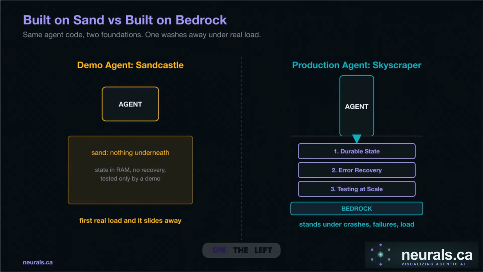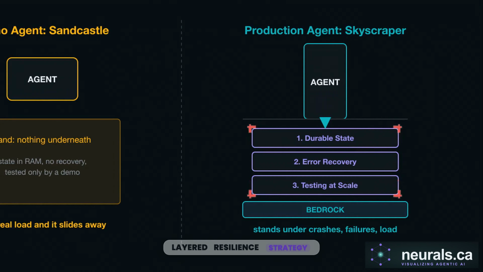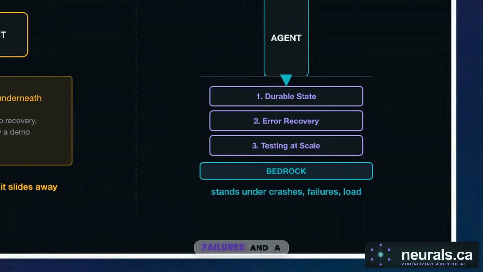The sandcastle on the left runs memory and RAM that washes away in a crash. It expects a happy path, so a single failed API call kills the run. And it relies on manual testing, meaning it breaks silently in the dark. The skyscraper on the right rests securely on 3 interlocking layers: durable state to survive crashes, a layered resilience strategy to absorb external failures, and a trajectory-based testing suite to catch non-deterministic errors.